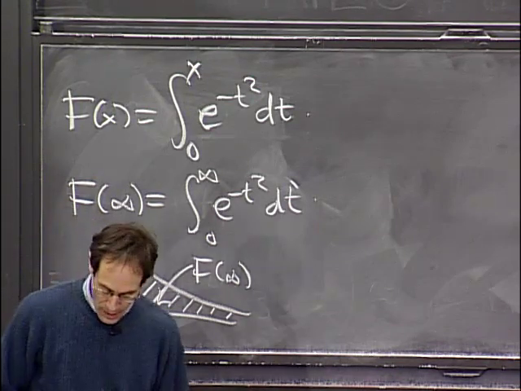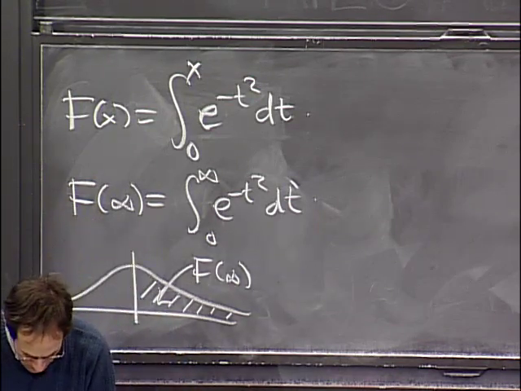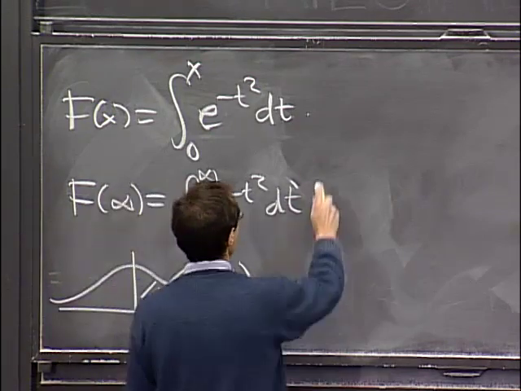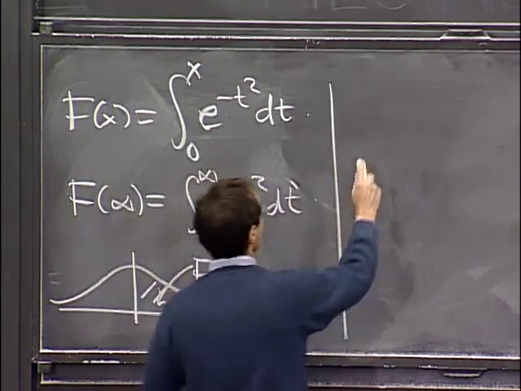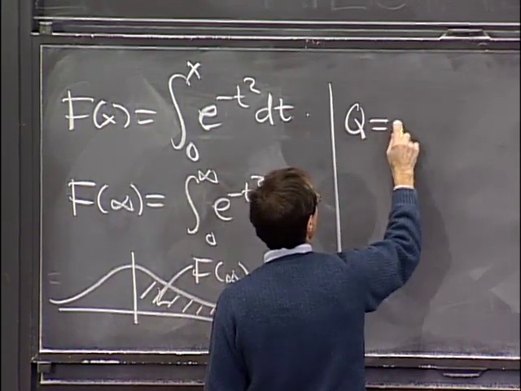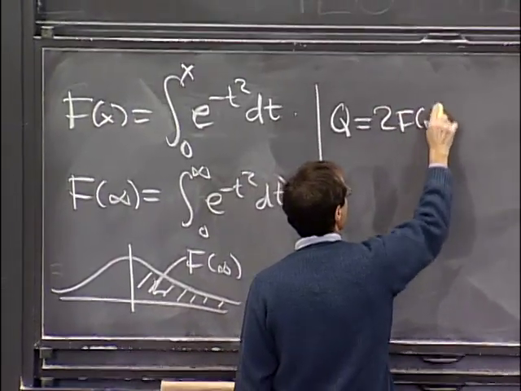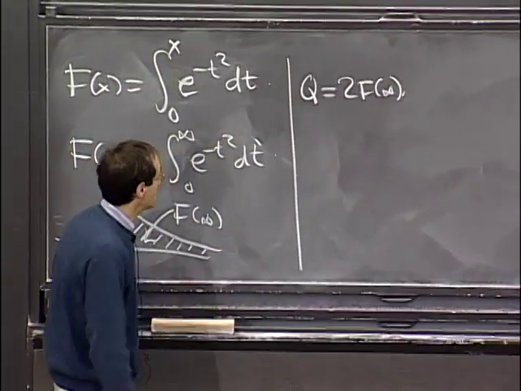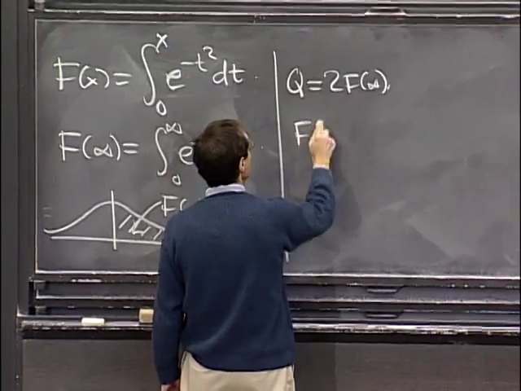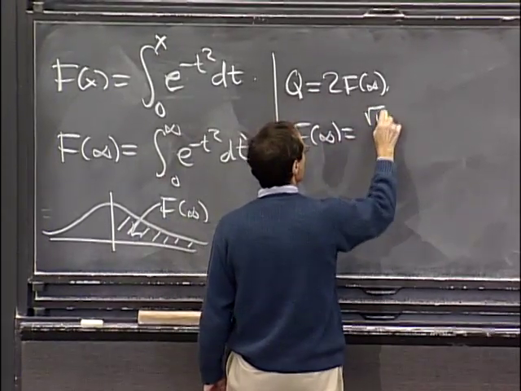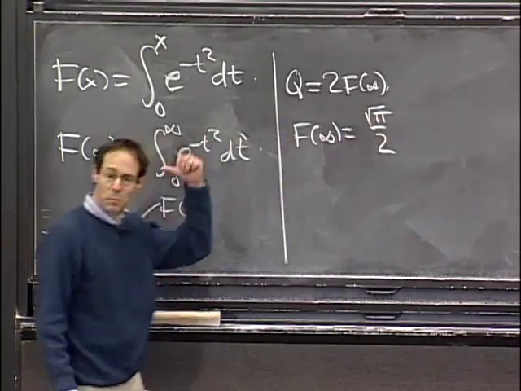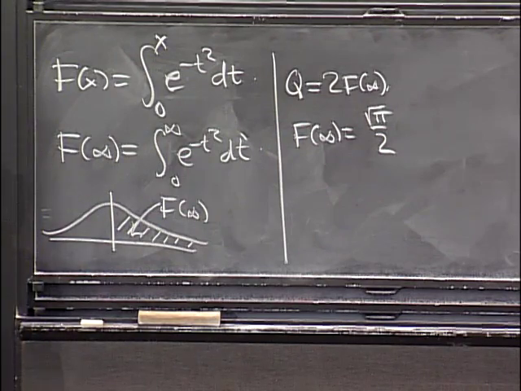And now I hope that this part of the connection is not meant to be fancy. The idea here is that q is equal to twice f of infinity, this number here. And so f of infinity is equal to the square root of pi over 2, if we believe what we said on the last panel.